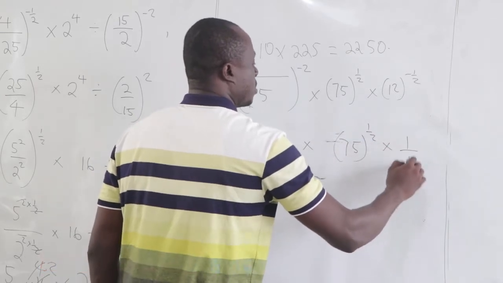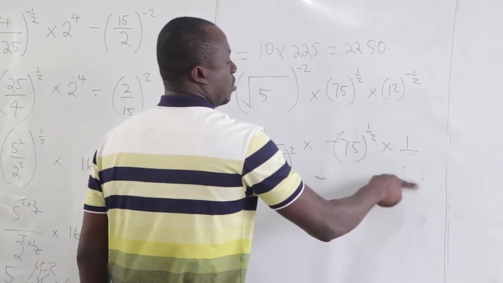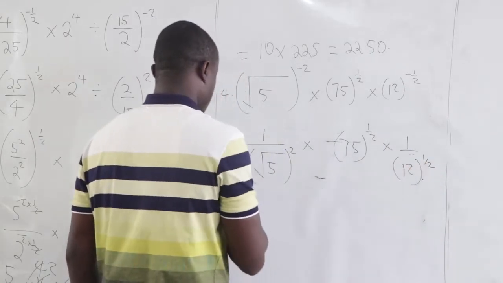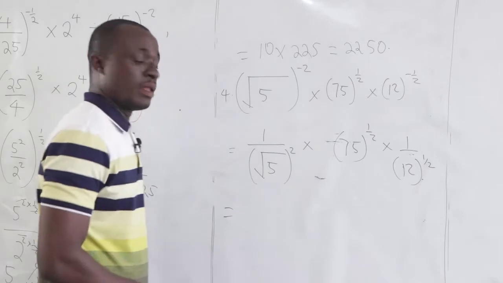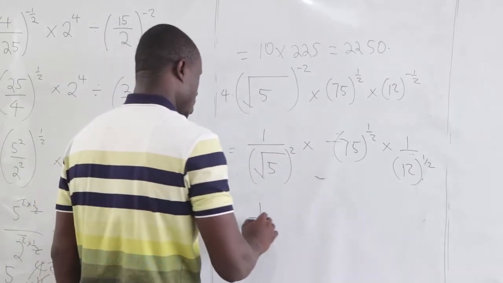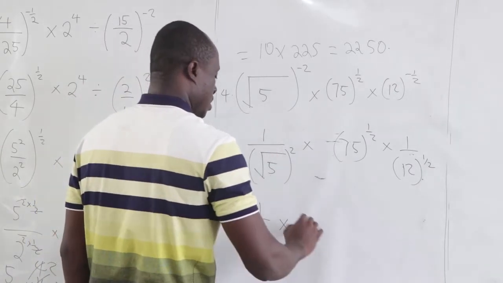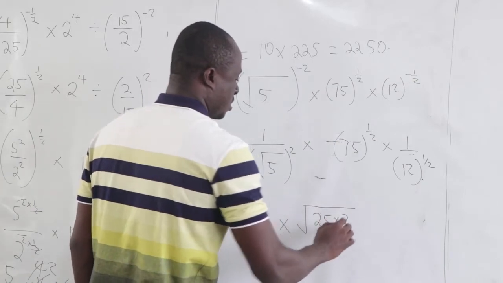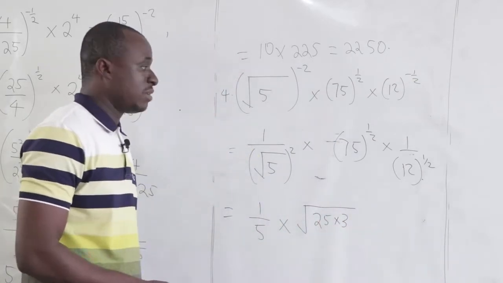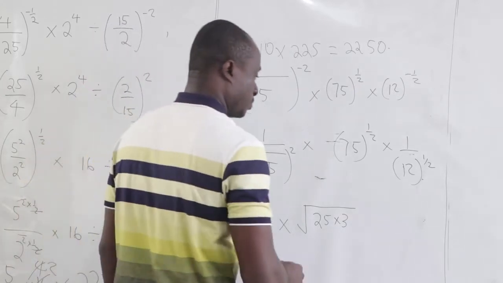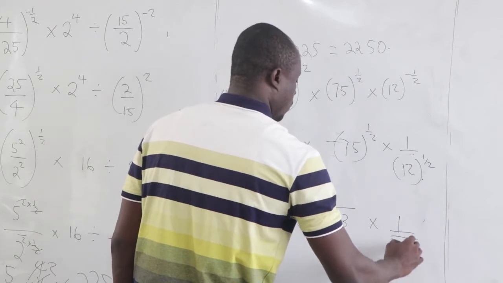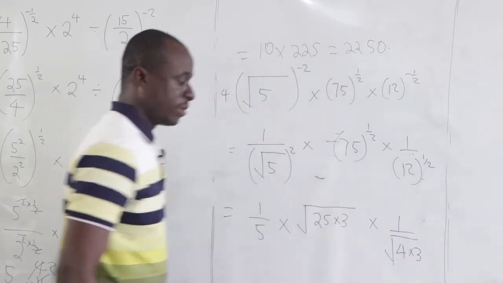Now this is the same as 12 to the power 1 over 2. Now what can we see? This will cancel with 1 over 5 times this. This will be 25 times 3. 25 times 3 is giving us 75, that is root 75. Now this one is the same as root 4 times 3.